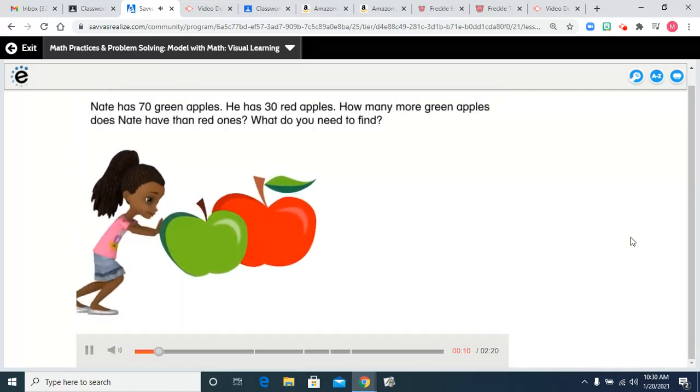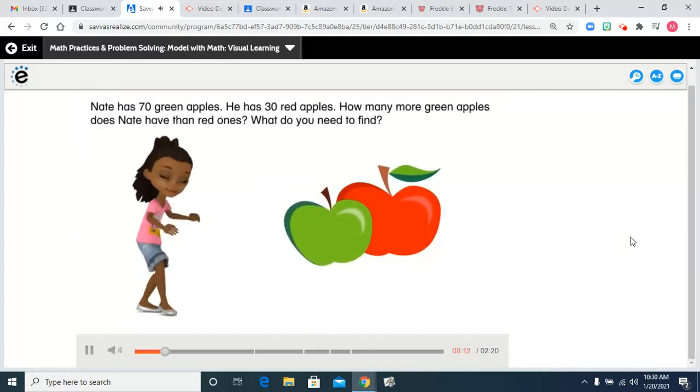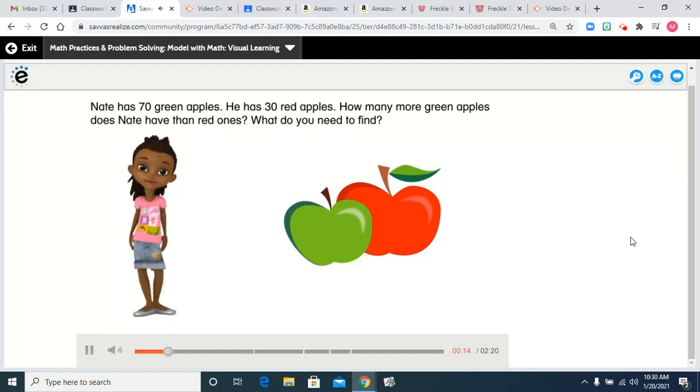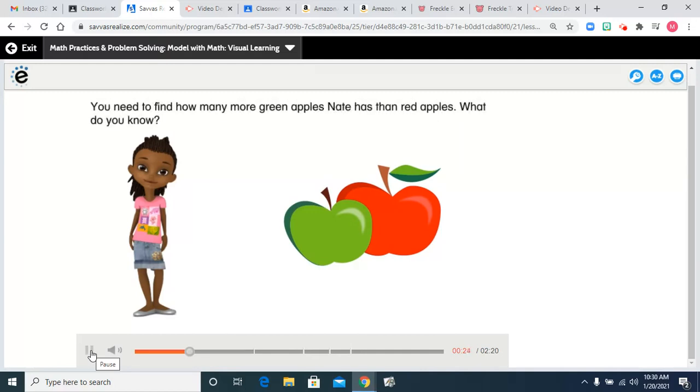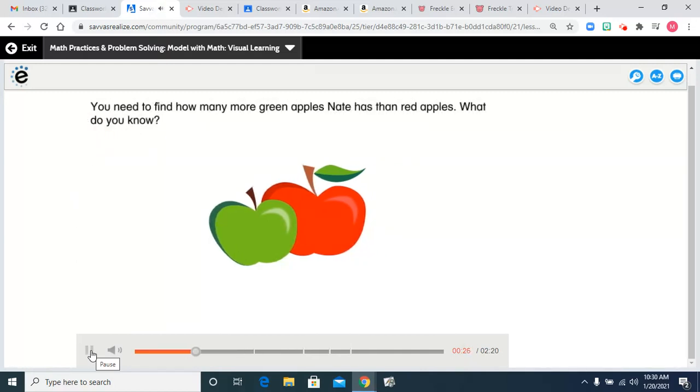Nate has 70 green apples. He has 30 red apples. How many more green apples does Nate have than red ones? What do you need to find? You need to find how many more green apples Nate has than red apples. What do you know? You know that Nate has 70 green apples and 30 red apples. How can you model this problem?